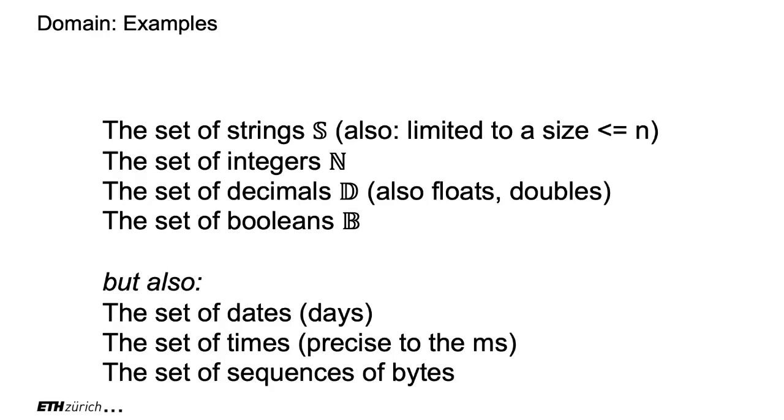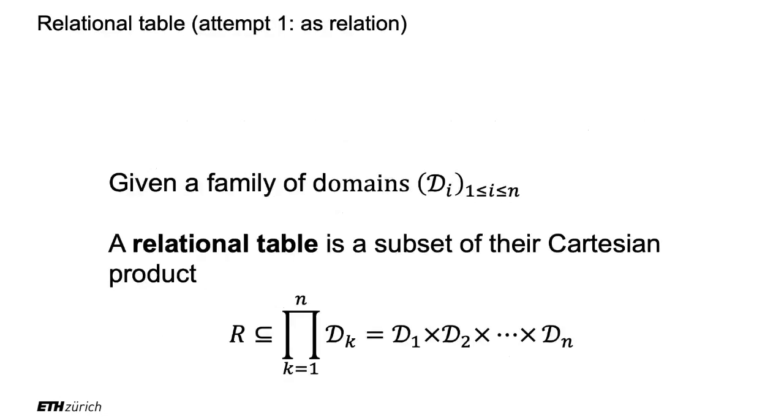I can also throw in a few more that technically the mathematicians might not think of immediately, but if you're working in a company, you do care about these things. It's the set of the dates, the set of the possible times, precise to the milliseconds, the set of sequences of bytes, and so on. So this feels very computer sciencey, but technically, we also have these kinds of sets when we use databases.